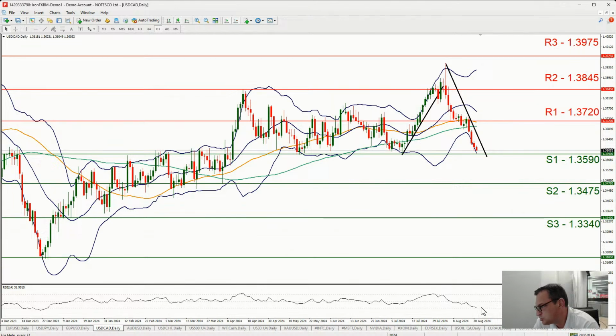Should the bears maintain control over the pair, I wouldn't be surprised to see it breaching the S1 1.3590 and start aiming for the S2 1.3475.